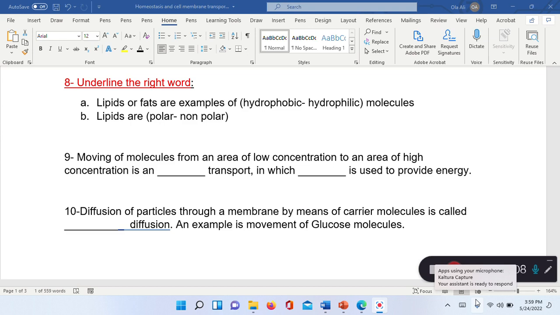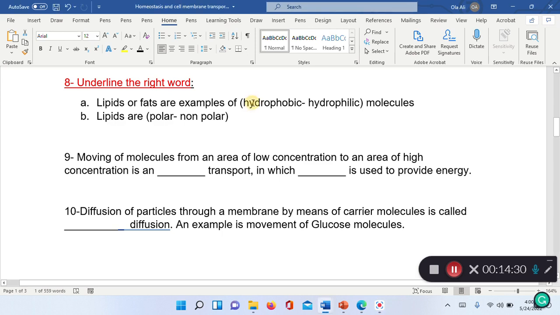Let's go over these review sheet questions about this part. For number 8, underline the right word. Lipids or fats are examples of hydrophobic or hydrophilic. Well, lipids are not water soluble, so they are hydrophobic. Lipids are also non-polar. They share the electrons equally, so they are non-polar.